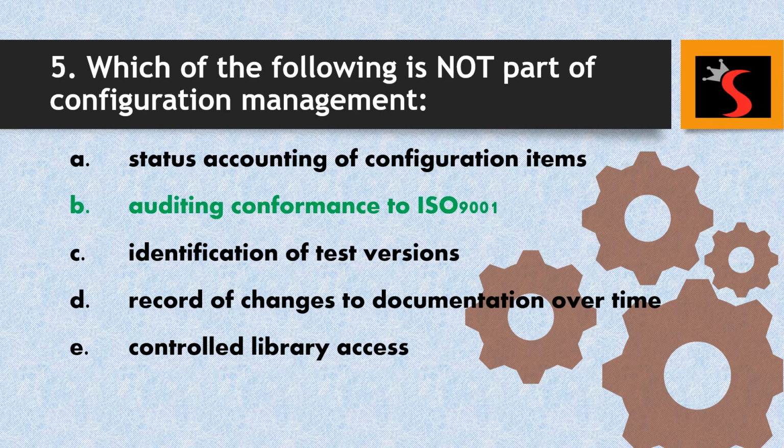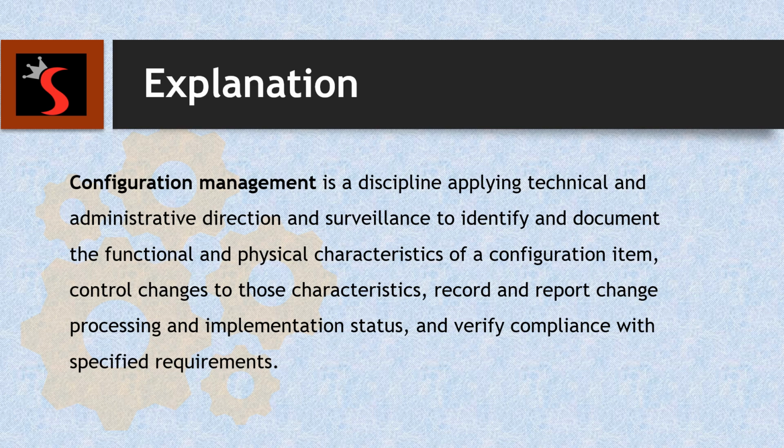And the right answer is option B. Auditing conformance to ISO 9001. Explanation: configuration management is a discipline applying technical and administrative direction and surveillance to identify and document the functional and physical characteristics of a configuration item, control changes to those characteristics, record and report change, processing and implementation status, and verify compliance with specific requirements.